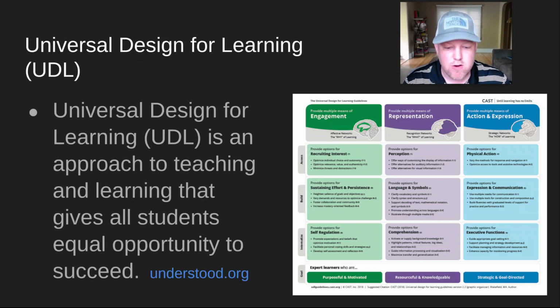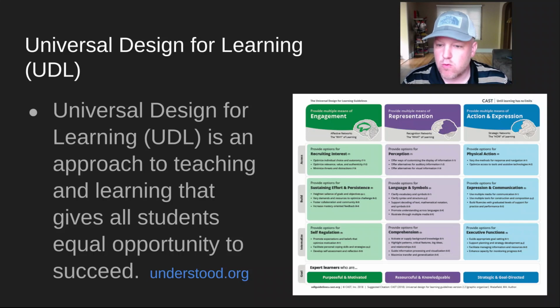The definition from understood.org says Universal Design for Learning is an approach to teaching and learning that gives all students equal opportunities to succeed. And so, what does that mean? The chart on the right hand side spells it out a little bit better for me. What that means is you provide multiple means of engagement, or the why of learning, multiple means of representation, or the what of learning, and multiple means of action and expression, or the how of learning.